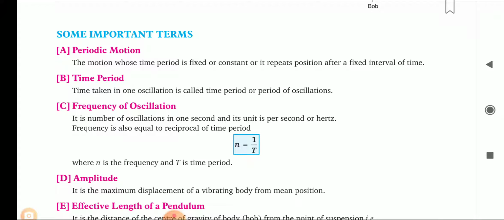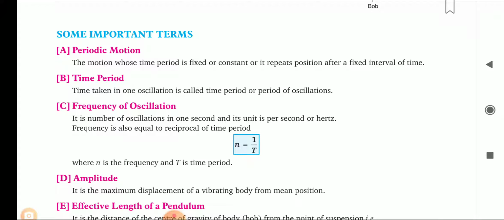Time period: the time taken for completing one oscillation is called the time period or period of oscillations. If you are making a graph with an x-axis and y-axis, you go up, then come down, and you get a semicircular arc. Then again going down on the negative side of the x-axis, then touching the x-axis, you get one more semicircular arc.